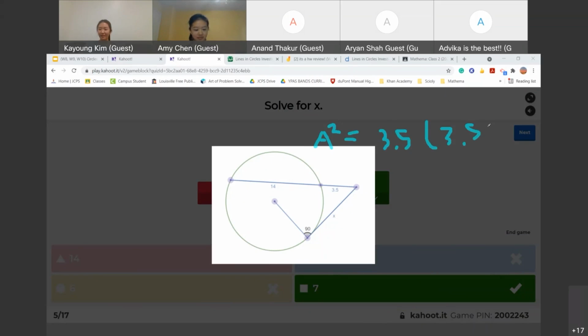Isn't 7 rounded? Because I got like 7.8. Yeah, I think it should be rounded, but it's rounded wrong. Oh, I put 7 because it's not 7, it's 7.8.